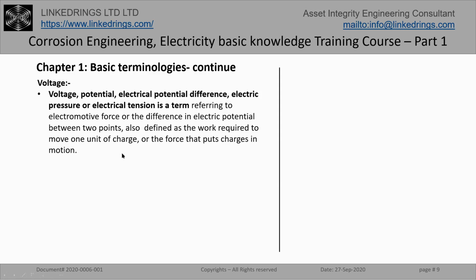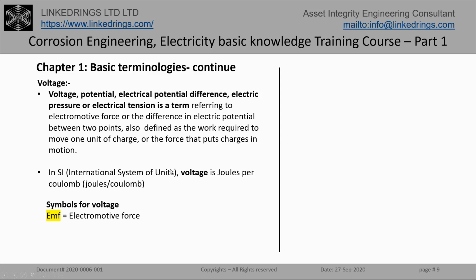So the work required to move 1 unit of charge, a coulomb, is the voltage. In the SI unit, the International System of Units, voltage is work, meaning energy, per charge. So it is joule per coulomb: the work required to move 1 unit of charge.